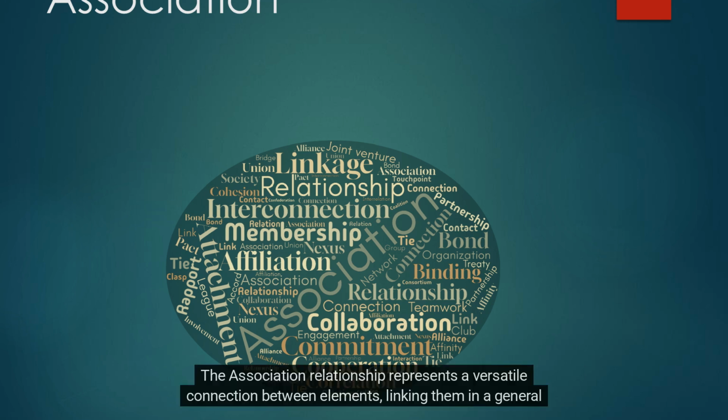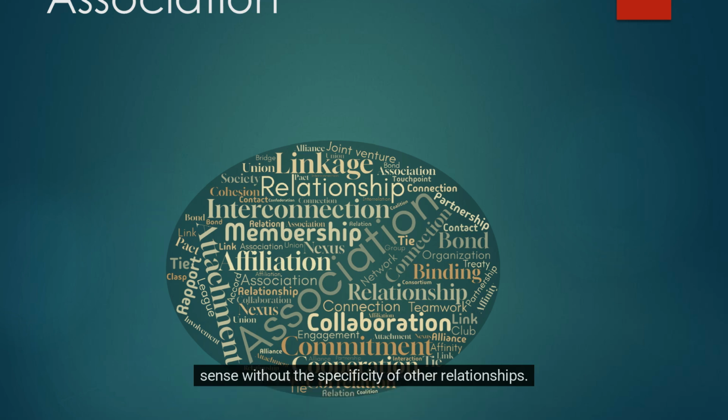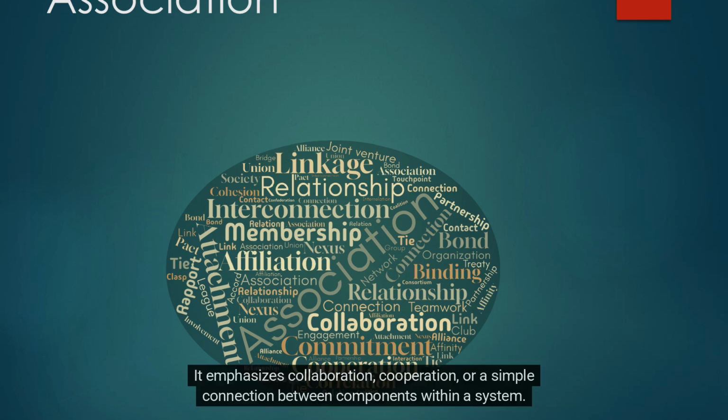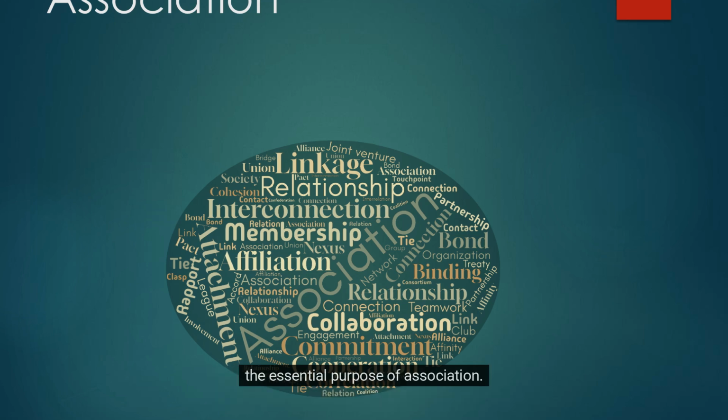The association relationship represents a versatile connection between elements, linking them in a general sense without the specificity of other relationships. It emphasizes collaboration, cooperation, or a simple connection between components within a system. For instance, connection highlights the fundamental act of linking ideas, people, or entities, demonstrating the essential purpose of association.